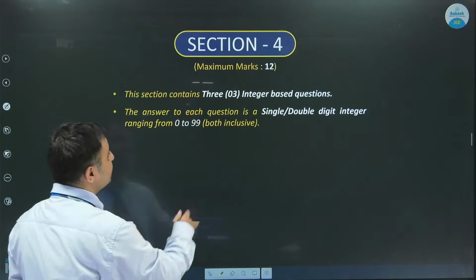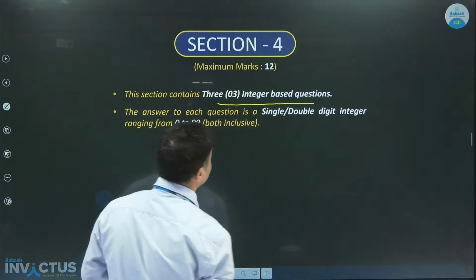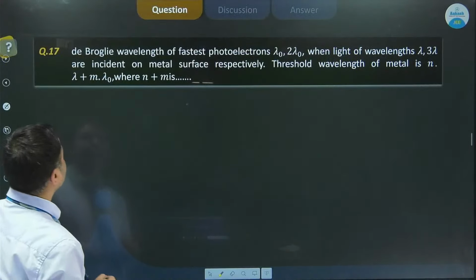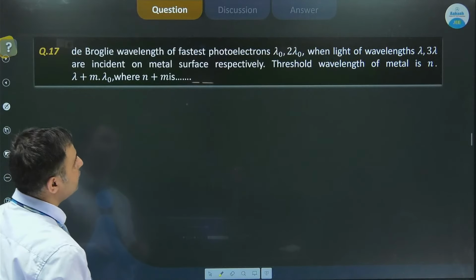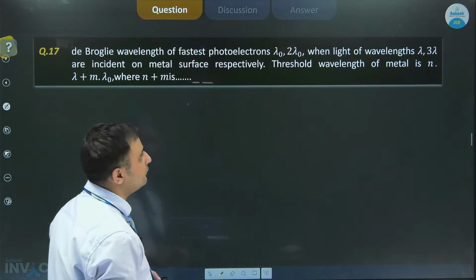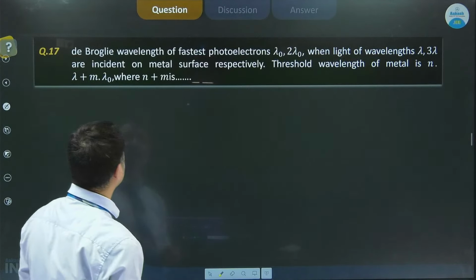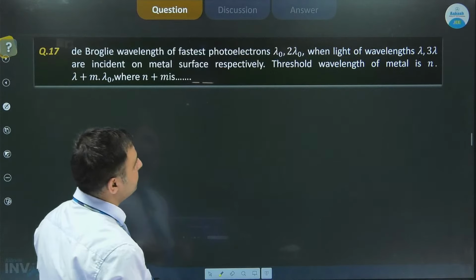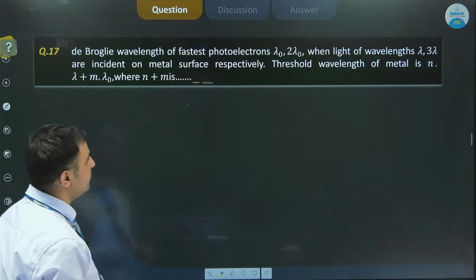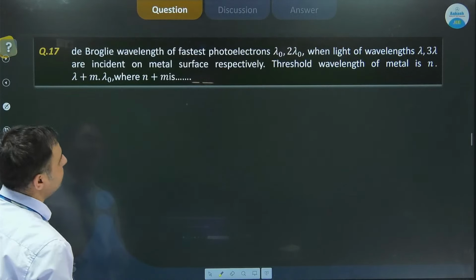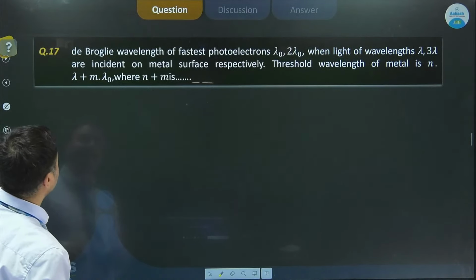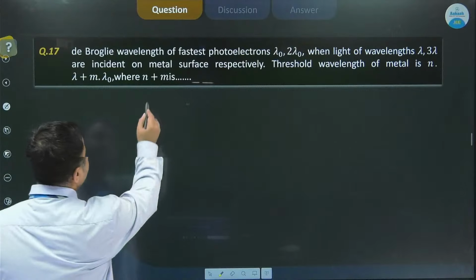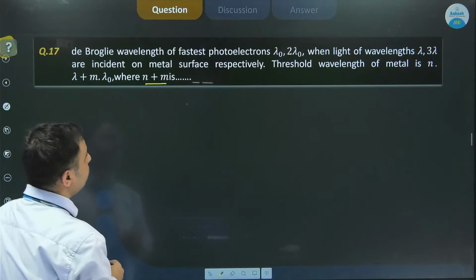This section contains 3 integer based questions. The de Broglie wavelength of the fastest photoelectron is lambda naught and 2 lambda naught when light of wavelengths lambda and 3 lambda are incident on a metal surface respectively. The threshold wavelength of the metal is then n times lambda plus m lambda naught, where we have to find the value of n plus m. All right.